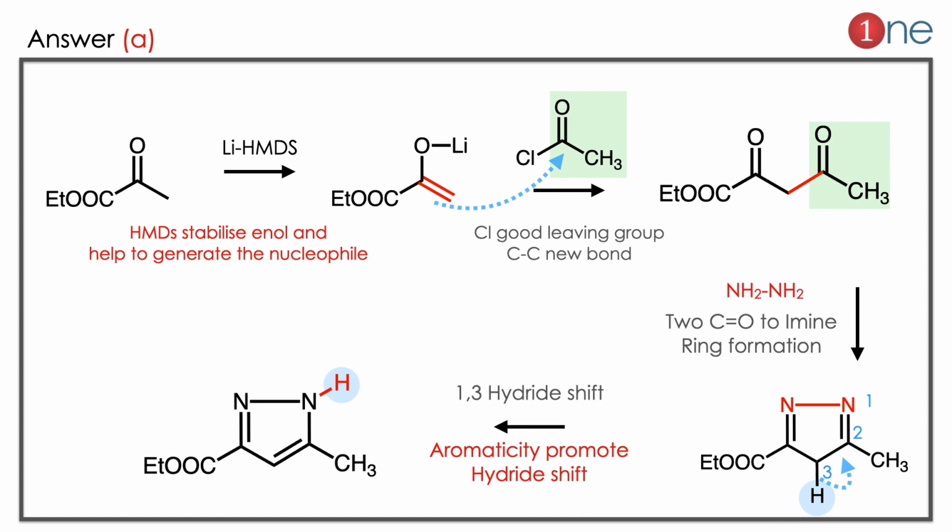The answer is A. Let us see how. The starting material contains a ketone and an ester. We are using lithium HMDS. Lithium HMDS always forces the enol form. It stabilizes the enol form and helps it act as a good nucleophile. So the double bond attacks the carbonyl, chlorine leaves, and a new C-C bond is formed.